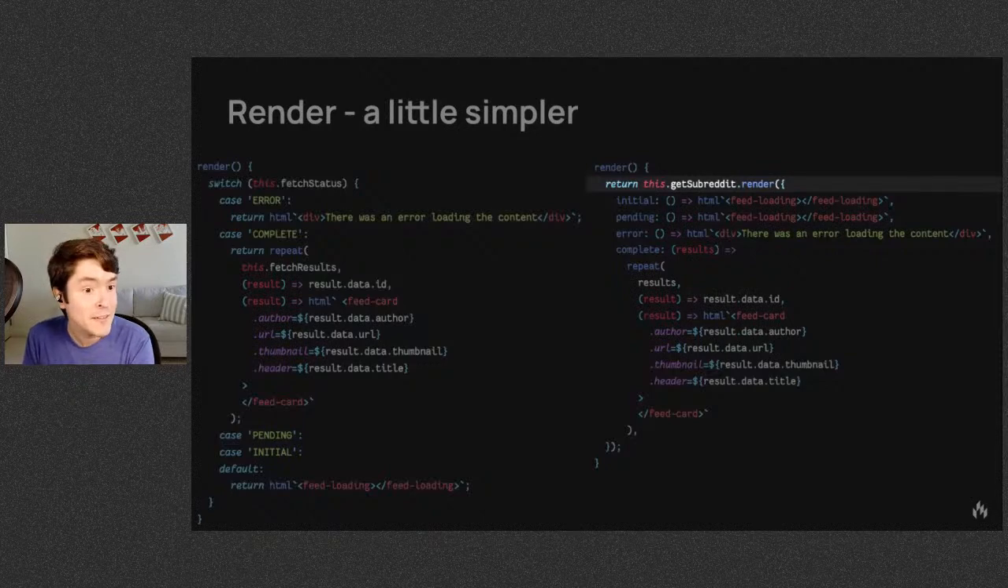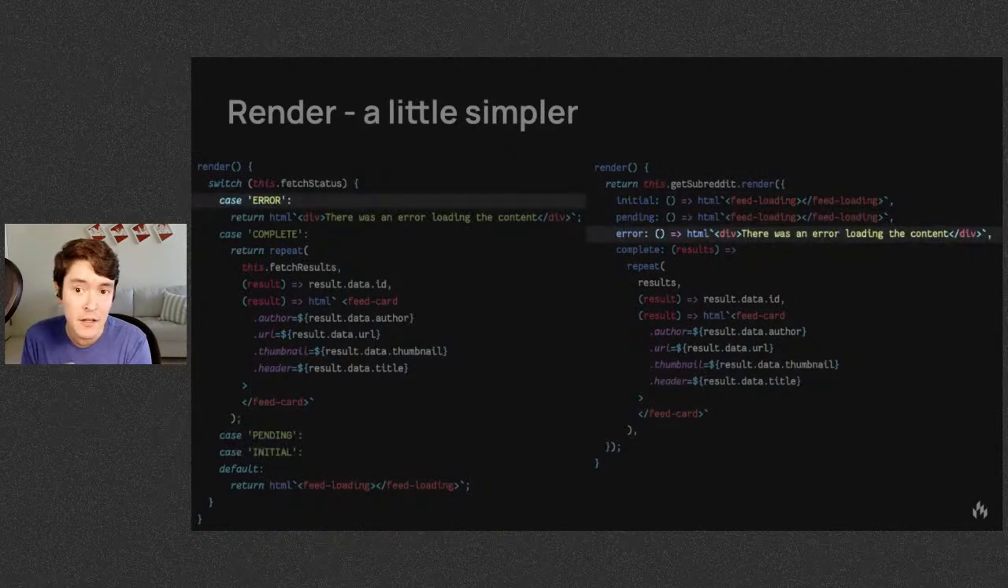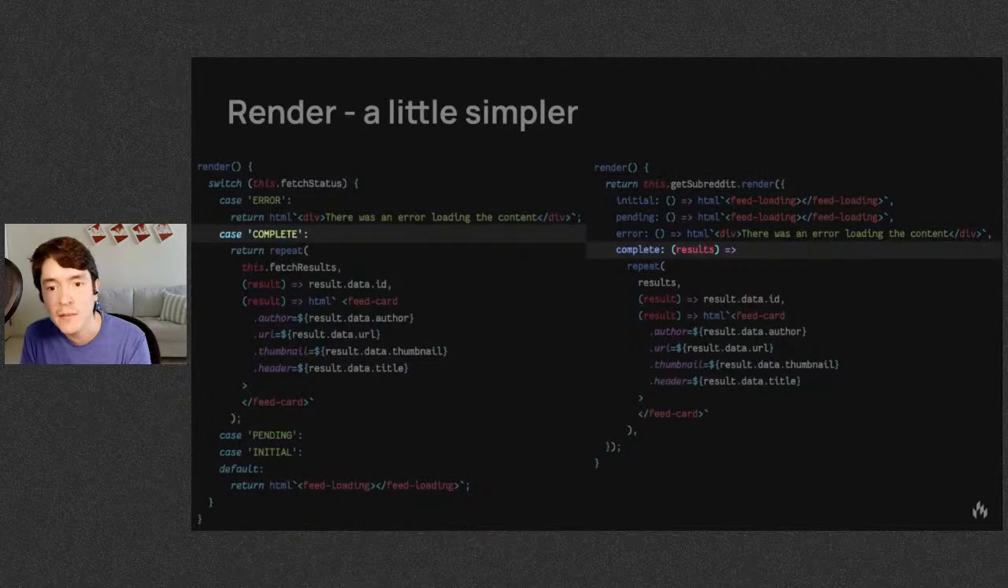The task instance has a render method on it. You pass it a function to render the initial and the pending states, error cases, and when it's complete, it will pass the result of your task to a function that you provide. In this case, we just render all the cards.